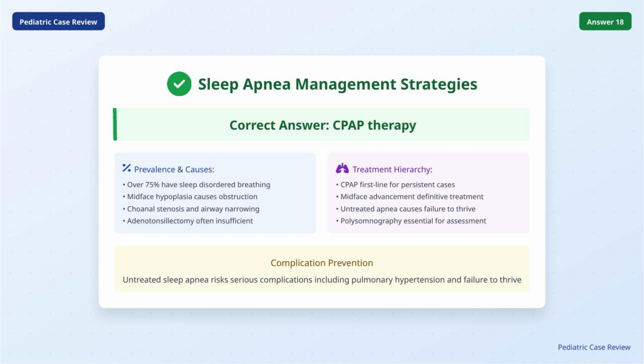Over 75% of patients develop sleep-disordered breathing due to midface hypoplasia and airway narrowing. When adenotonsillectomy proves insufficient, continuous positive airway pressure provides effective management. Definitive treatment through midface advancement surgery addresses the underlying anatomic cause. Untreated sleep apnea risks serious complications, including failure to thrive.